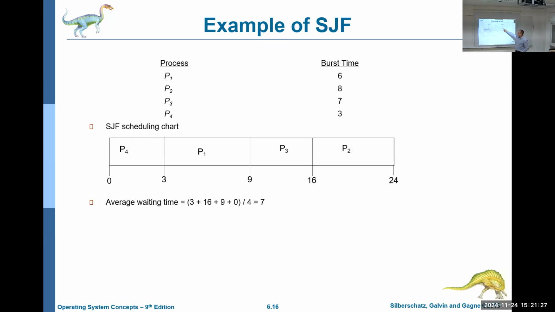P4, the shortest job first. So P4. Who's going to go second? P1. There he is. P3, and P2 is the longest, so he'll be last. And then we calculate the wait time.